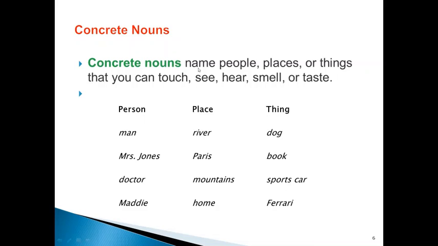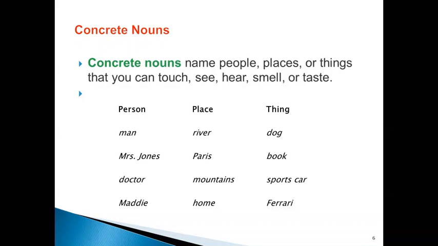So the concrete nouns name people, places, or things that we can touch, see, hear, smell, or taste. Since things or people or places can be touched, or even can be seen or heard, or smelled, or even tasted, here we call them concrete nouns. And here we have one example for each. For person, we have these examples. For place, we have these examples. And for things, also we have this type of examples.